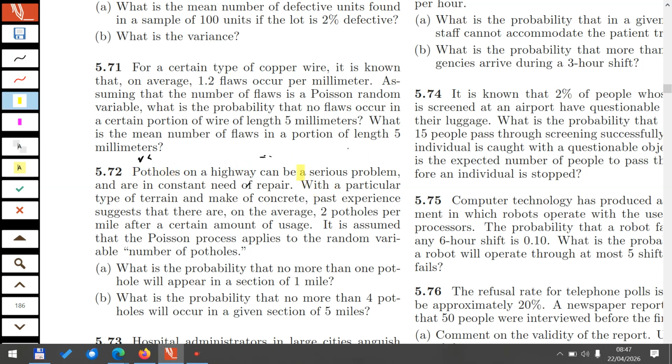Potholes can be a serious problem and are in constant need of repair with a particular type of terrain and make of concrete. Past experience, the relative frequency approach, suggests that there are on the average 2 potholes per mile after a certain amount of usage. So here, we use the distance along the road. That t will be the distance in miles, because here we are talking about miles. So per mile, lambda equals 2.